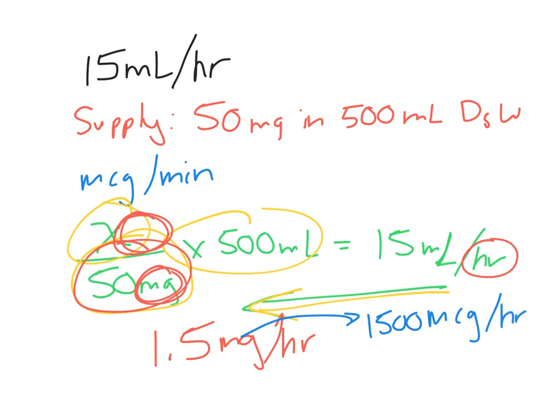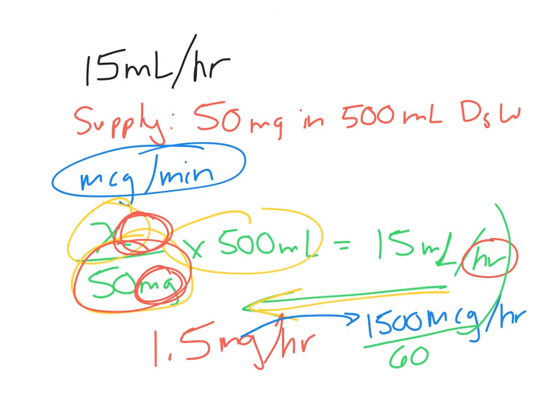Again, the question asked what they're getting every minute. If that's what they're getting in the full hour, but I want to know what they're getting each minute, remember the reverse of what we did before. There are 60 minutes in an hour, so we simply divide by 60. 1,500 divided by 60 means this person is getting 25 micrograms every minute.